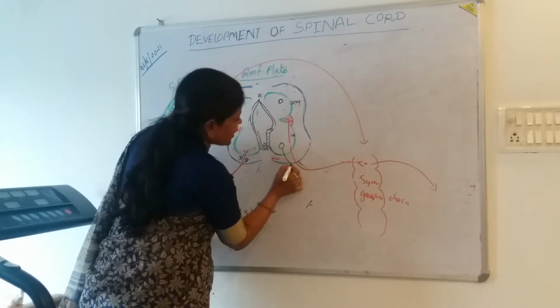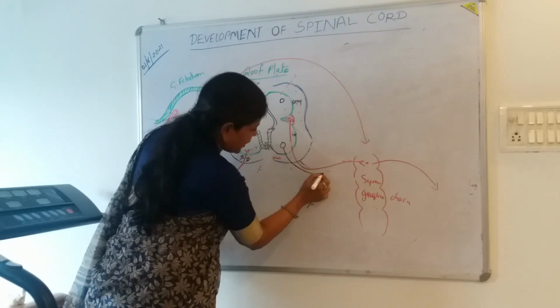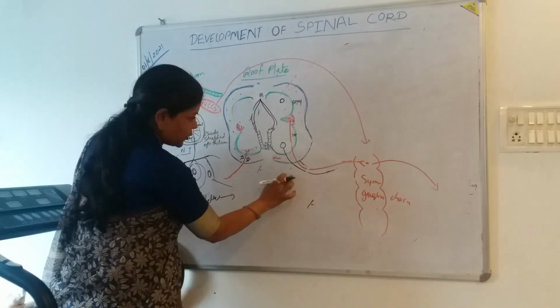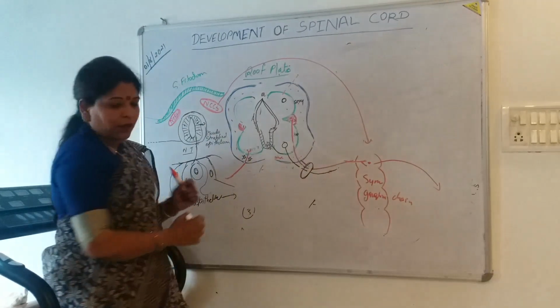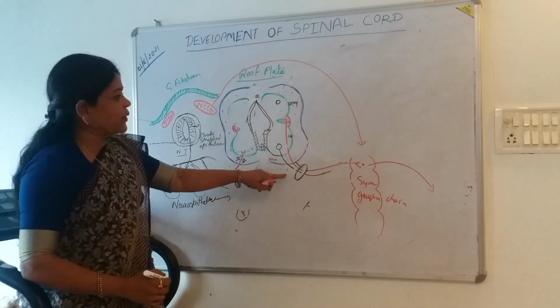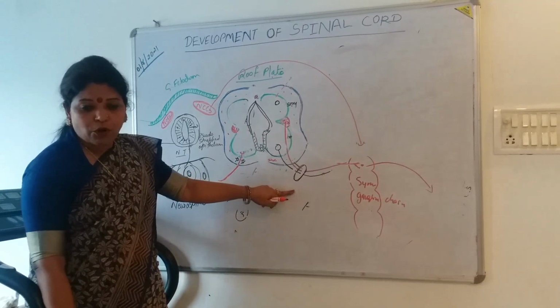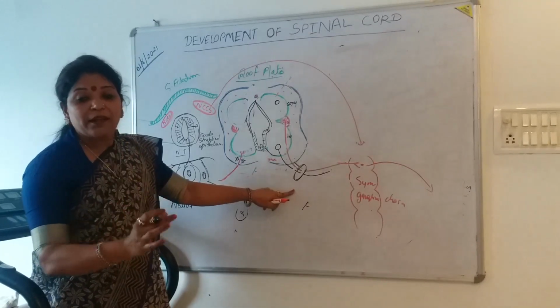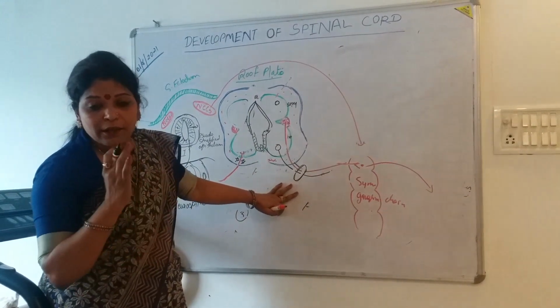Axon, here it is emerging from the motor neuron and it is going along with this, and the bundles of the axons coming out. The axons coming from here, these are forming what? The ventral root of what? Spinal nerve. What is it? Now we are discussing the spinal nerve.